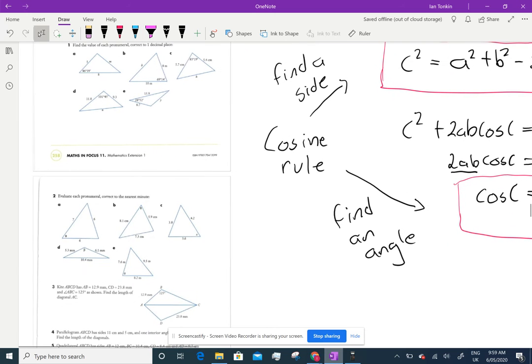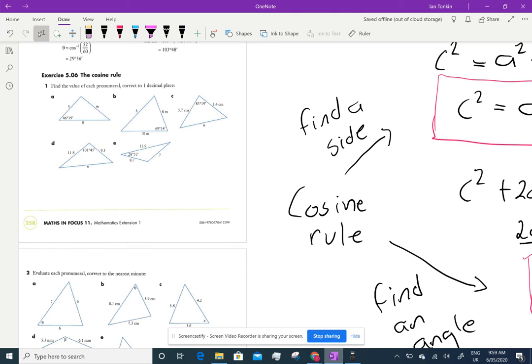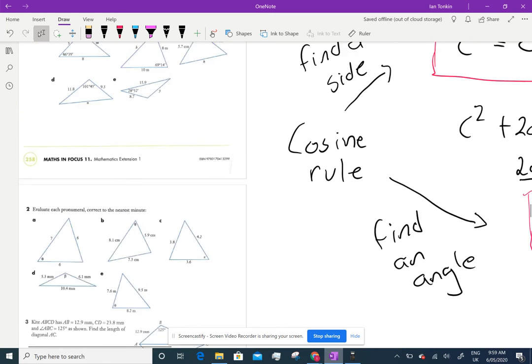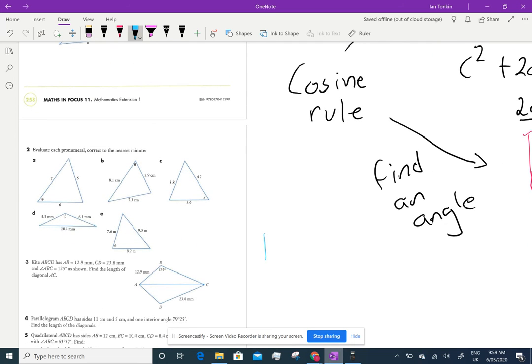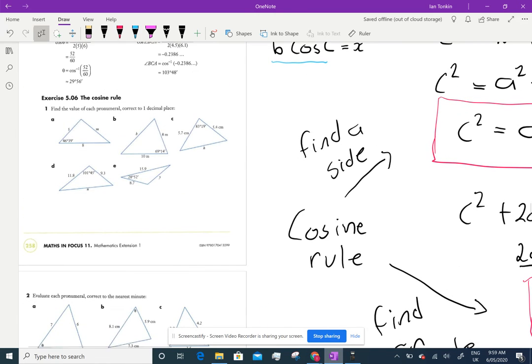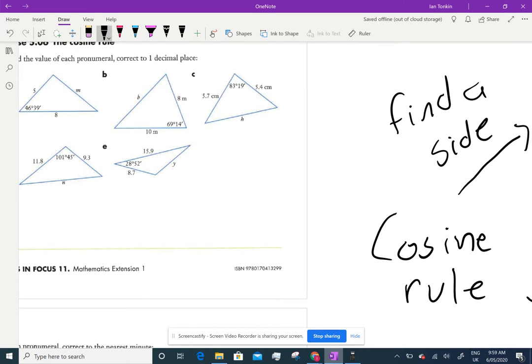So what can they ask you? Essentially, they can only ask you to find a side or an angle. So in question 1, they ask you to find the value of the pronumeral, where the pronumeral is a side. In question 2, find the value of the angle. Okay, so let's just do 1e and 2e. So 1e. Now, it's most important to get them in order or label them. So that's going to be my A, that's going to be my B, my C is this, and that's my angle, my cos C.